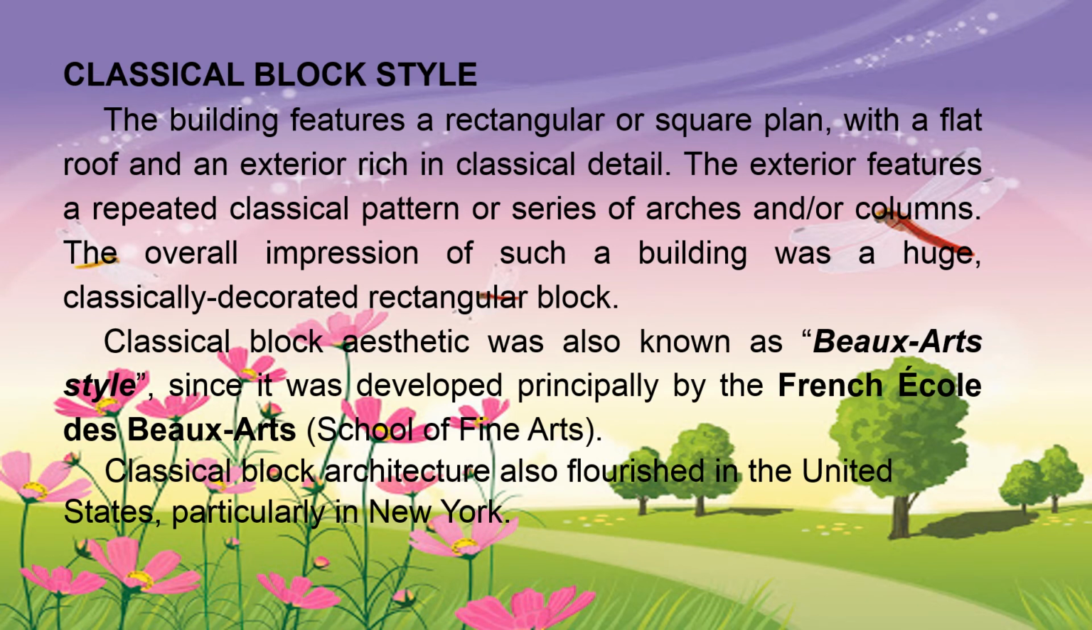Classical block style. The building features a rectangular or square plan with a flat roof and an exterior rich in classical detail. The exterior features a repeated classical pattern or series of arcs and columns. The overall impression of such a building was a huge, classically decorated rectangular block.